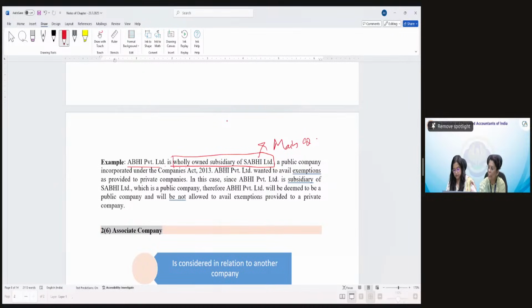Now Abhi Private Limited wants to avail the exemption as provided to a private company. This subsidiary company wants to avail the exemptions with respect to the restrictions that we have discussed. It wants to avail all the benefits and exemptions provided to a private company. So whether it will be covered as a private company or a public company? If you see the main provisions, you will not get the answer. For this, you have to see the proviso, which means an exception to the main section.